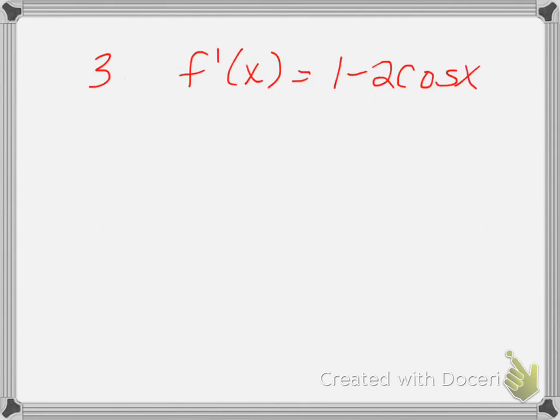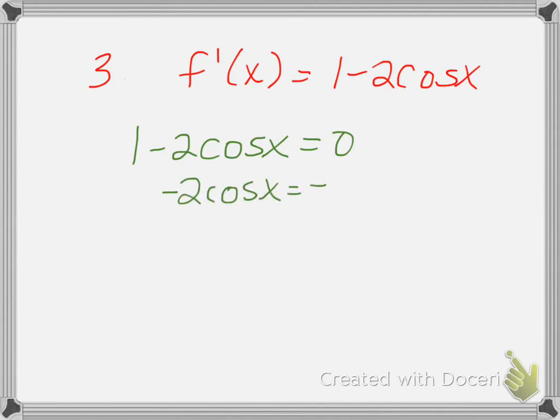Okay, looking at this one, this is already the derivative, so I set the derivative equal to 0. Subtract 1. Divide by -2. And I'm looking for where cosine of x equals a half. You can use your calculator. If you use your calculator, you're going to do cosine inverse of a half. Your answer does need to be in radians, including pi.